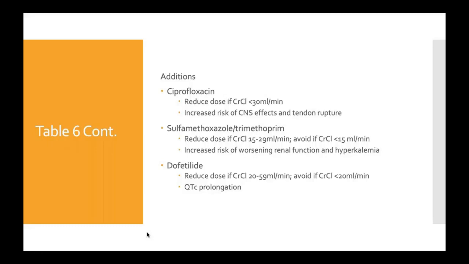Additions to this table included ciprofloxacin, so reducing the dose if their clearance is less than 30 due to risk for CNS effects and tendon rupture. With Bactrim, reducing the dose if their clearance is between 15 and 29 and avoiding use if their clearance is less than 15. Like we've said, it can potentially cause hyperkalemia and acute kidney injury. And then dofetilide, reducing the dose if their clearance is between 20 and 59, avoiding use if their clearance is less than 20, and that's due to risk for QT prolongation.